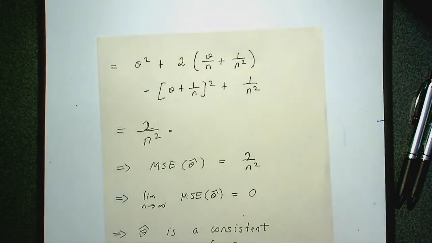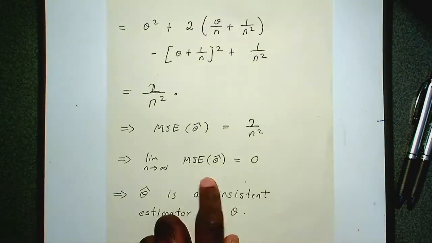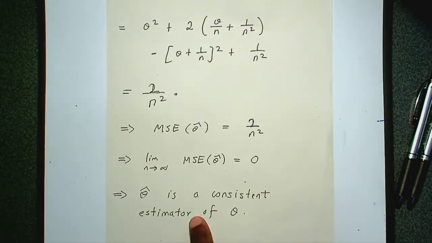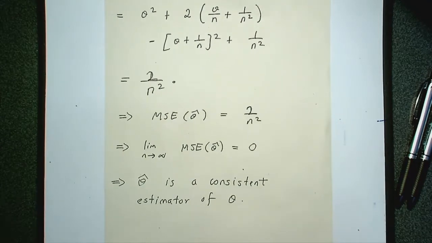The limit of the MSE is clearly 0, and hence theta hat is a consistent estimator. Remember, a consistent estimator is one where the limit of the MSE as n approaches infinity is 0. So both consistency and unbiasedness are good properties of an estimator.